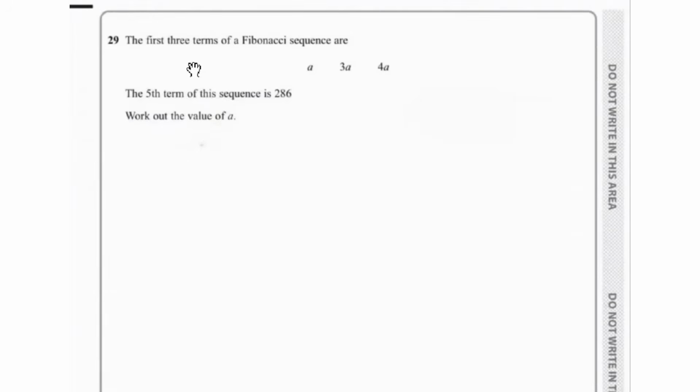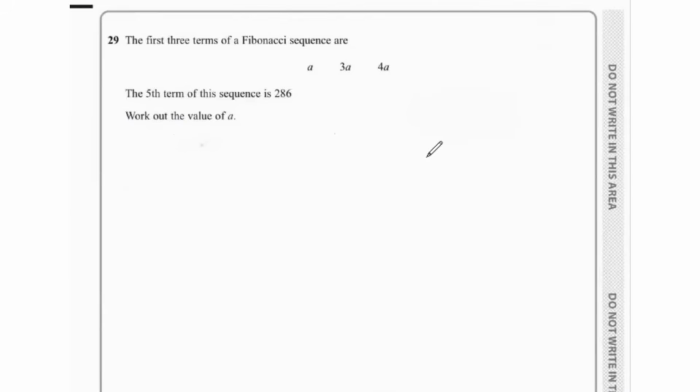Then the first 3 terms of a Fibonacci sequence are A, 3A, and 4A. The fifth term of the sequence is 286. We have to work out the value of A. So then it says the first 3 terms of a Fibonacci sequence are A, 3A, and 4A. The fifth term of the sequence is 286. Work out the value of A.